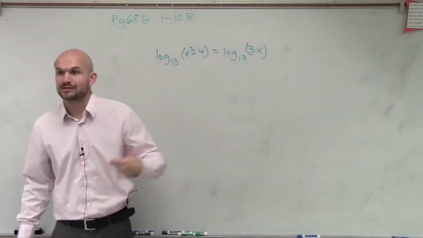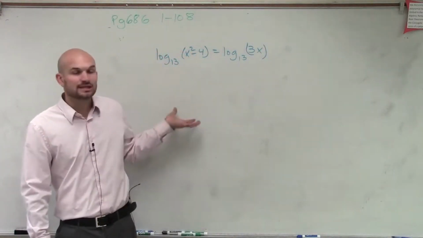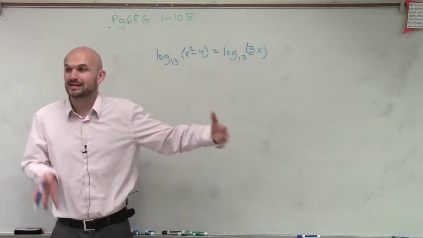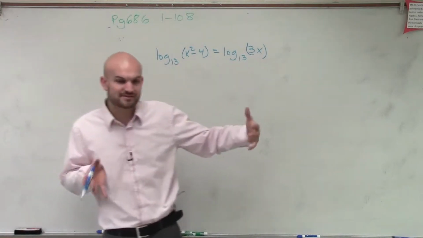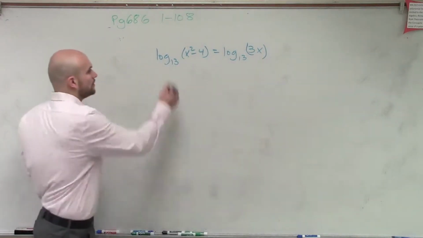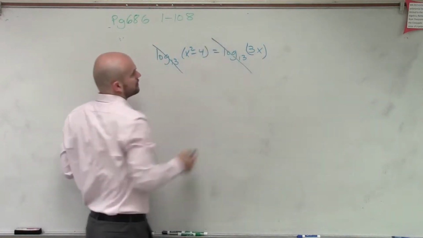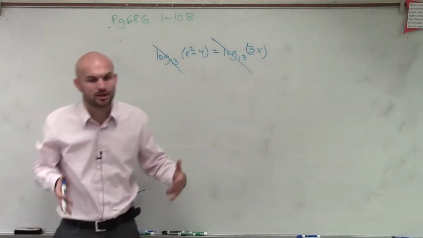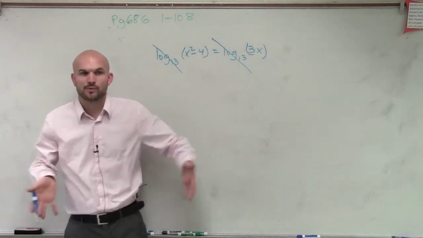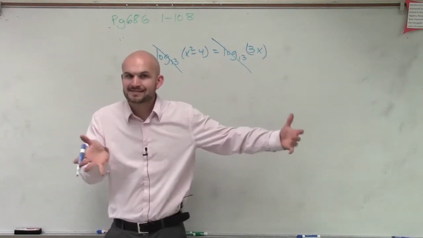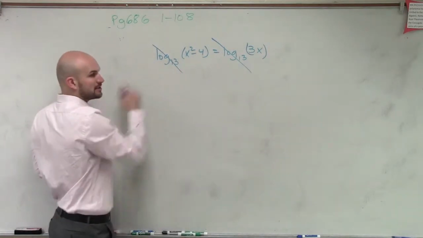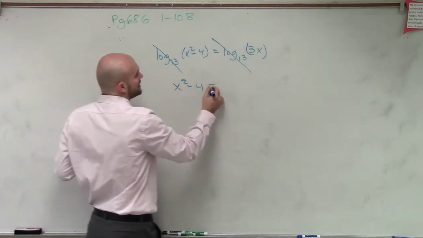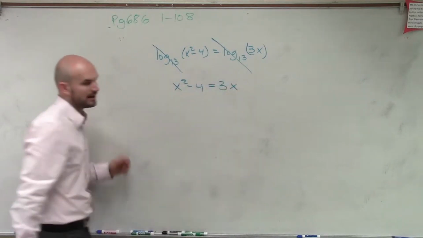And the property of equality of logarithms says as long as we have a log to the same base and they're isolated, we can now undo them because they're not going to affect our problem. If we know that we're evaluating logarithms to the same base, what we're evaluating them for has to be equal. So therefore, we're not really concerned about log base 13. We just know that x squared minus 4 now has to equal 3x.